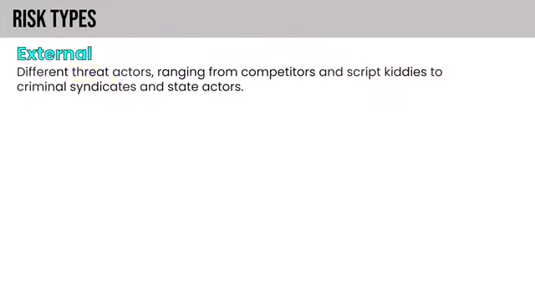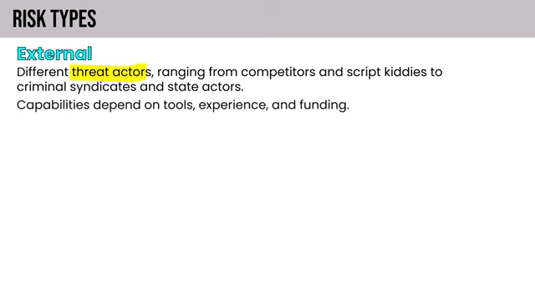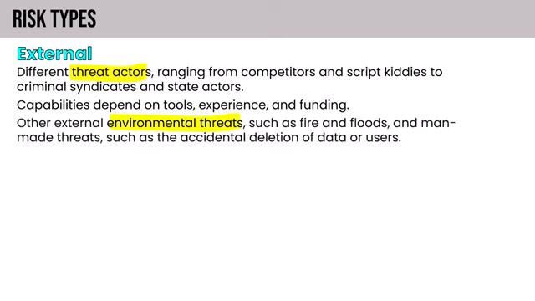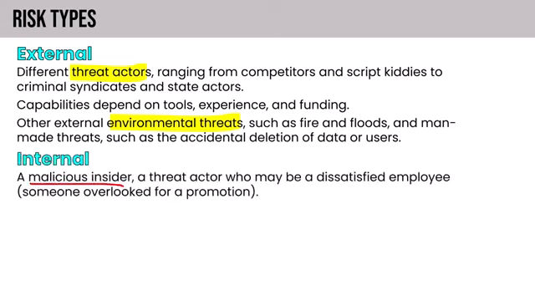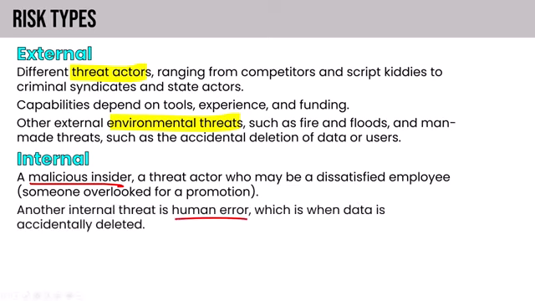Let's shift to risk types. So we have external risks, different threat actors ranging from competitors and script kiddies to criminal syndicates and state actors. Capabilities will depend on their tools, their experience, and certainly their funding. Other external environmental threats like fire and floods, and man-made threats such as accidental deletion of data or users. Internal threats, a malicious insider, a threat actor who may be a dissatisfied employee, like someone overlooked for a promotion. Another internal threat is human error, which is when data is accidentally deleted.